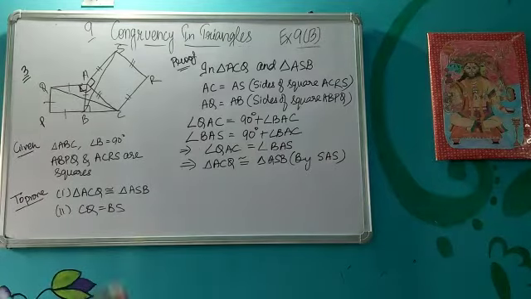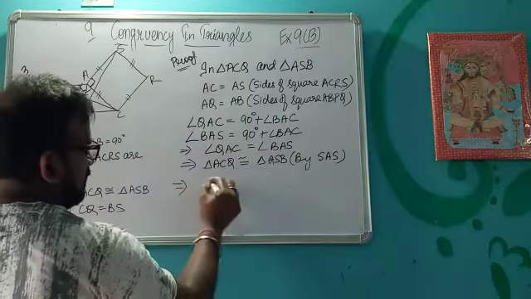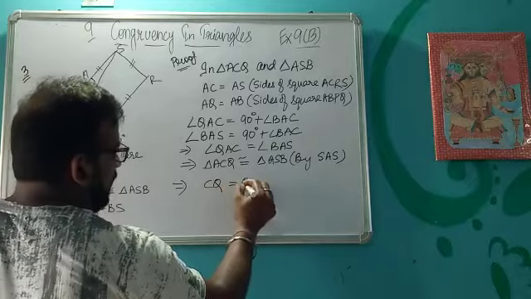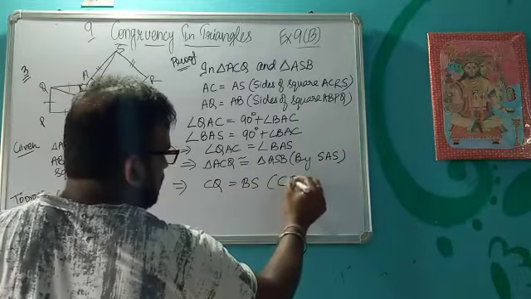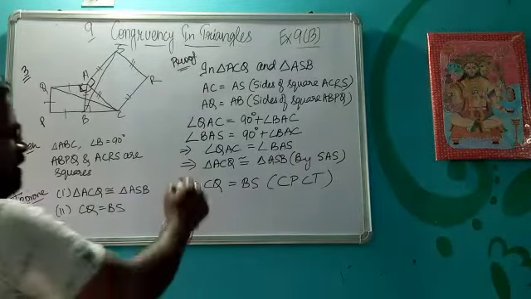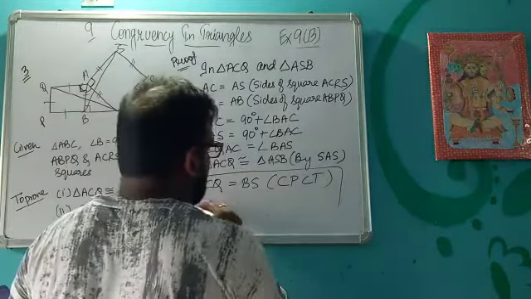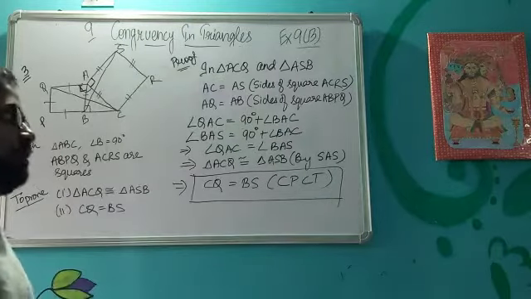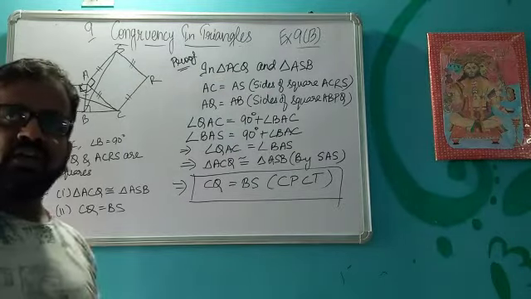Okay, so we can say that CQ equal to BS by CPCT. So triangles are congruent, that means CQ will be equal to BS by corresponding parts of congruent triangles are congruent.